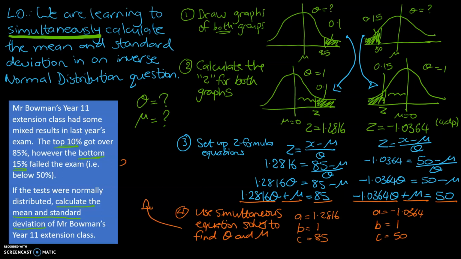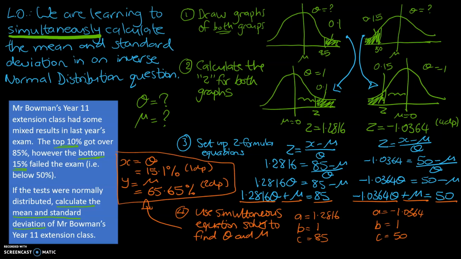it is going to tell you that X is equal to our standard deviation, and that was 15.1%. And secondly, it's going to tell you what Y is equal to, and Y represents our mean, and that is going to tell you it's equal to 65.65%. The first one was rounded to 1 dp, and the second number was rounded to 2 decimal places. And that is the answer to our question.